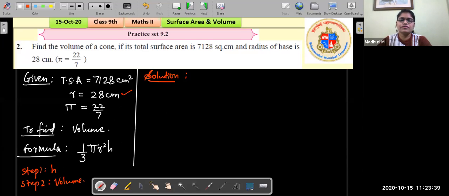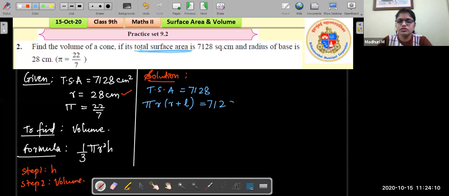Now how do we find h? We start with whatever is given, right? So total surface area equals 7128. We substitute or replace TSA with the formula of cone. So what is the formula? It's pi r (r plus L), right? Pi r (r plus L) is the total surface area of cone, and that equals 7128.